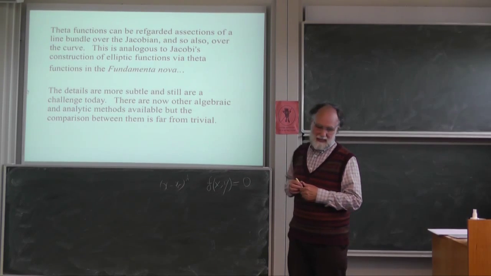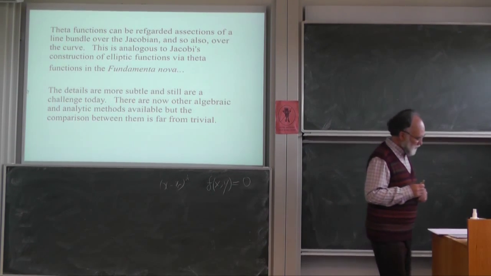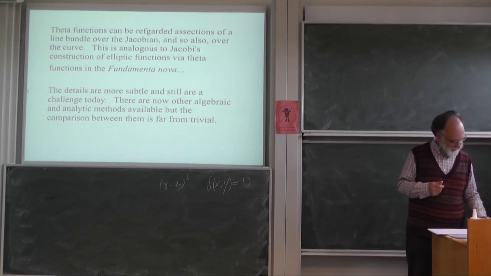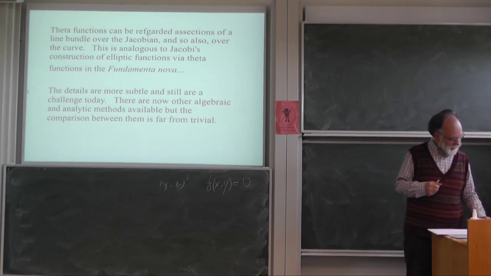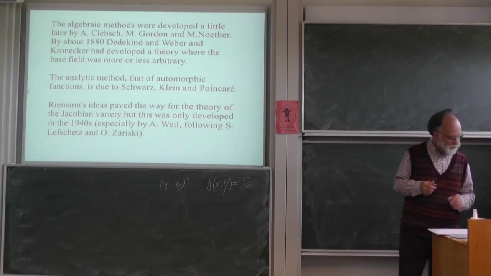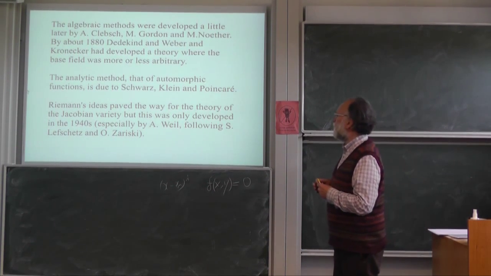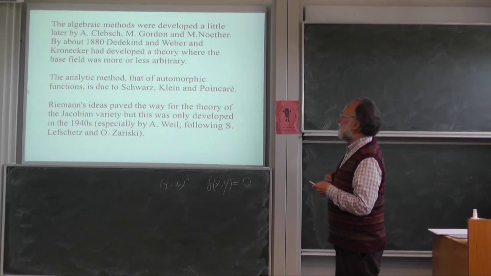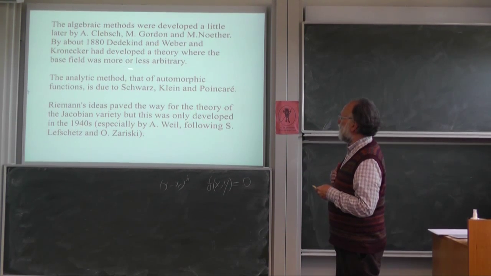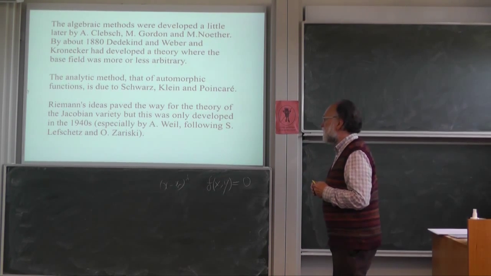In the general case, it's much more subtle because you're dealing with a p-dimensional manifold, and it's the Jacobian manifold, and it turns out to be very, very important later on. There was more or less, as a response to what was going on, an algebraic theory developed. This was by Clebsch, about 1870.